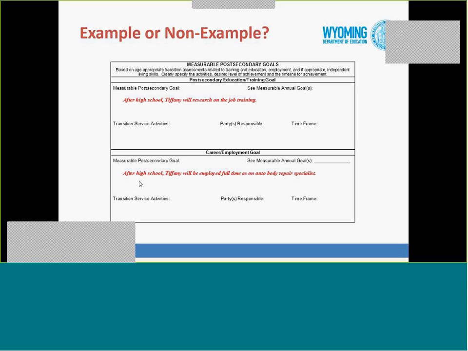The second one is an example because it is after she exited high school, and it is specific to an outcome for what she is going to do after high school, and it uses active rather than passive voice.